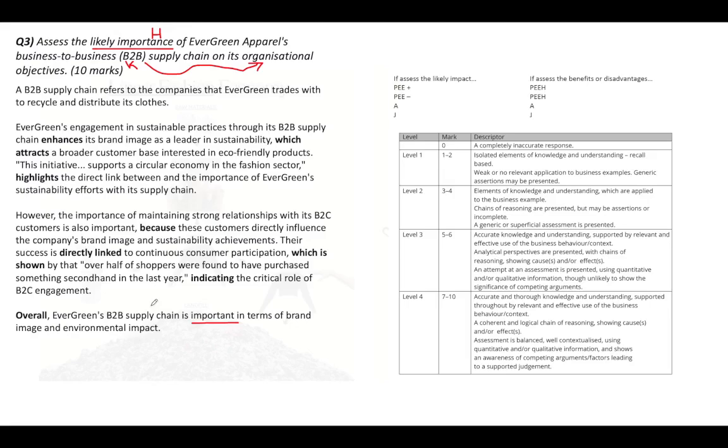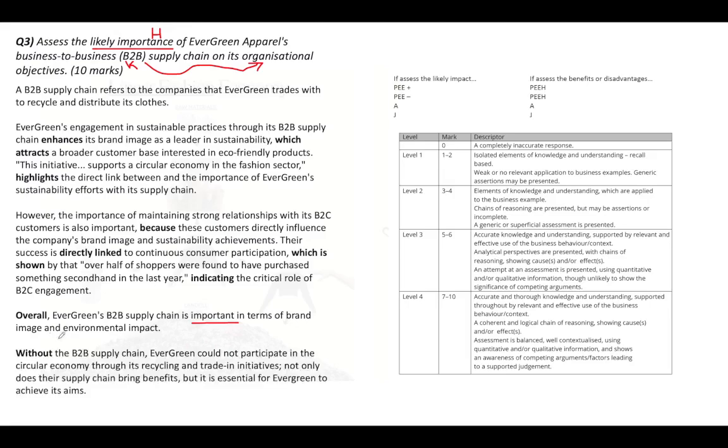In this case, like the importance of B2B, however, let's consider the alternative, which is not having the supply chain. Without the B2B supply chain, Evergreen could not participate in the circular economy through its recycling and trade-in initiatives. Not only does the supply chain bring benefits, but it is essential for Evergreen to achieve its aims. Okay, so we're considering the alternative. Yes, it's important. Now we've fully justified it.